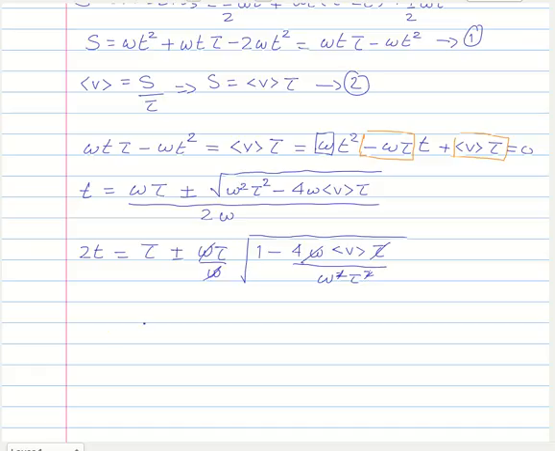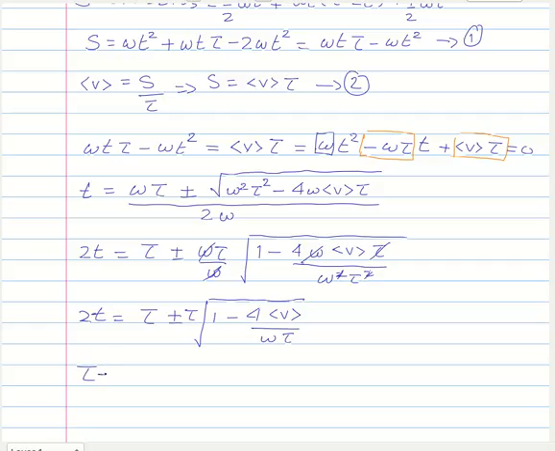So 2t is equal to tau plus minus tau times the square root of 1 minus 4 bracket v over w tau.